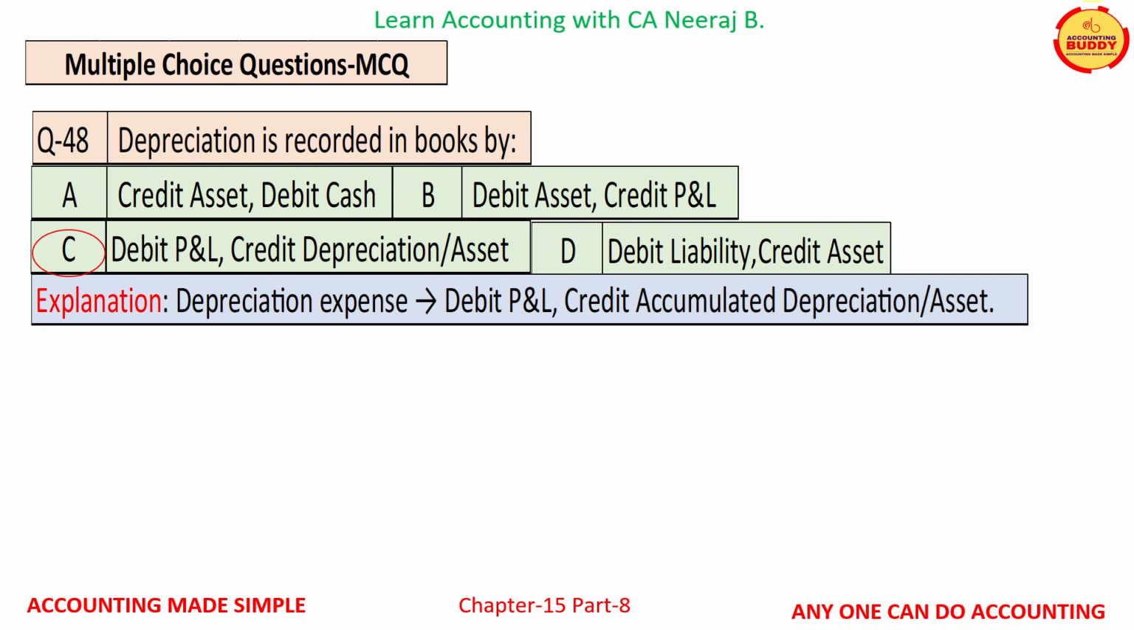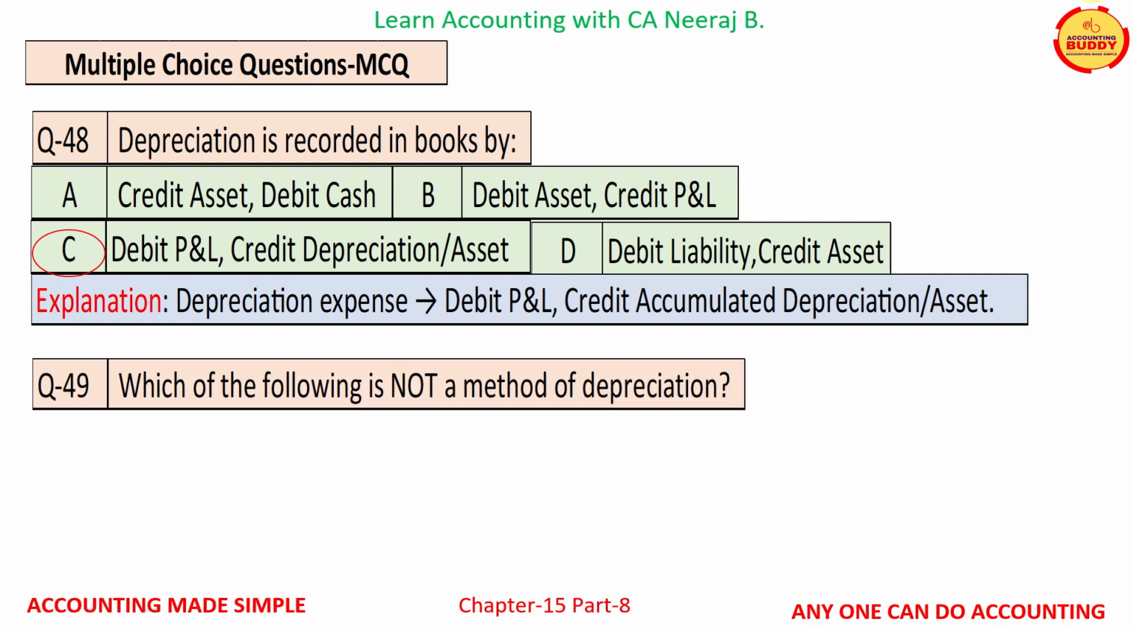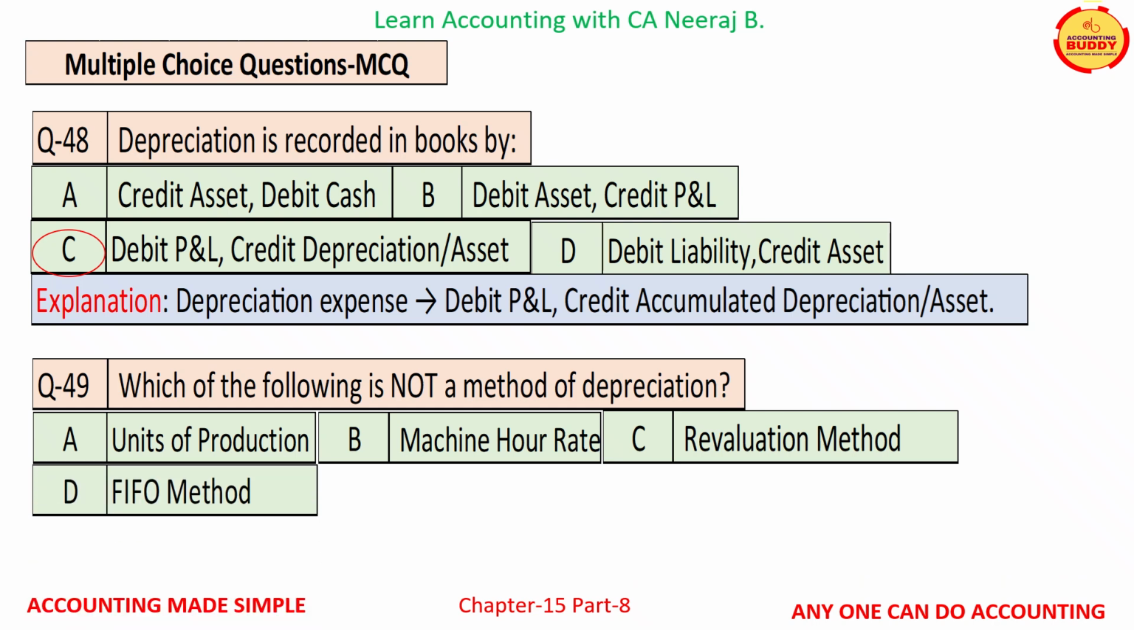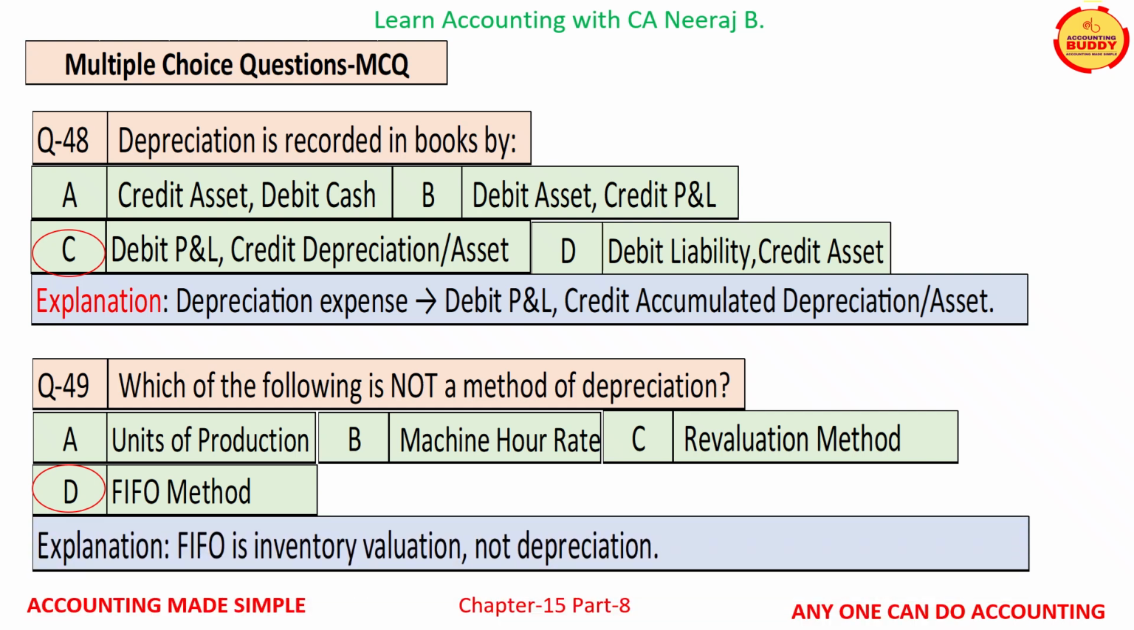Question number 49 is, which of the following is not a method of depreciation? And the available options are option A, units of production, option B, machine hour rate, option C, revaluation method, and option D, FIFO method. And the correct answer is option D, FIFO method. FIFO is an inventory valuation method and not a depreciation method.